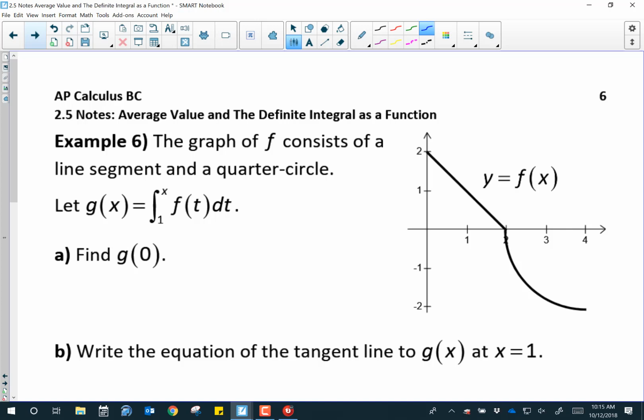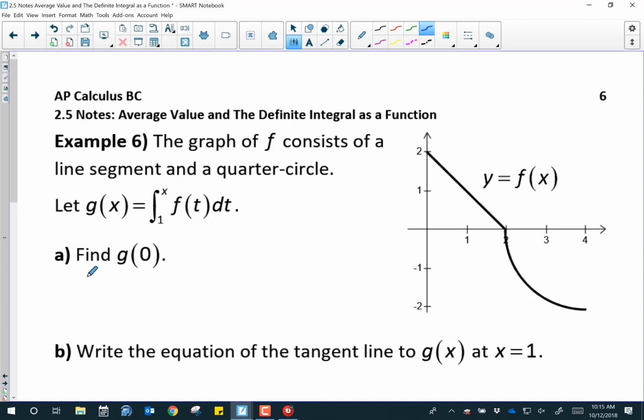So we have g of x is defined as the integral from 1 to x. Remember, when you're taking an integral, think of it as accumulation of area, all right? So if I am defined from 1 to x, then I'm starting to accumulate at, if you want to think of this as time, at time 1. Okay, so if I wanted to calculate, for instance, g of 0, I'm going to plug in 0, and I'm actually going to be accumulating area backwards, all right?